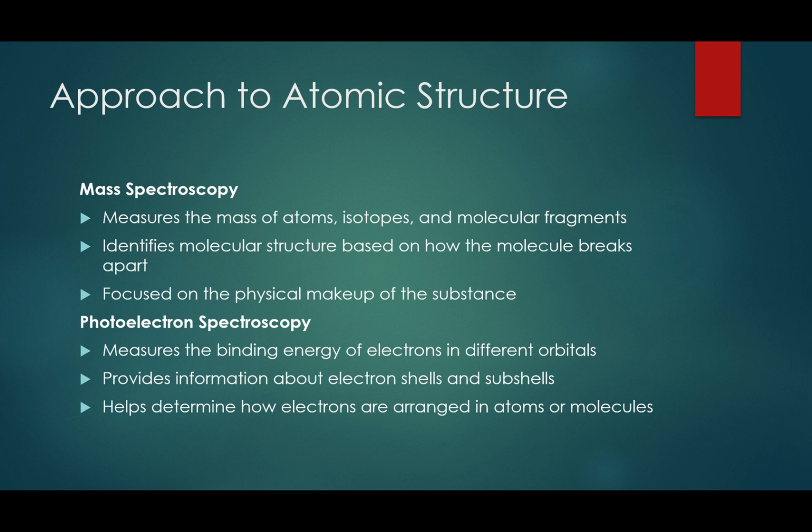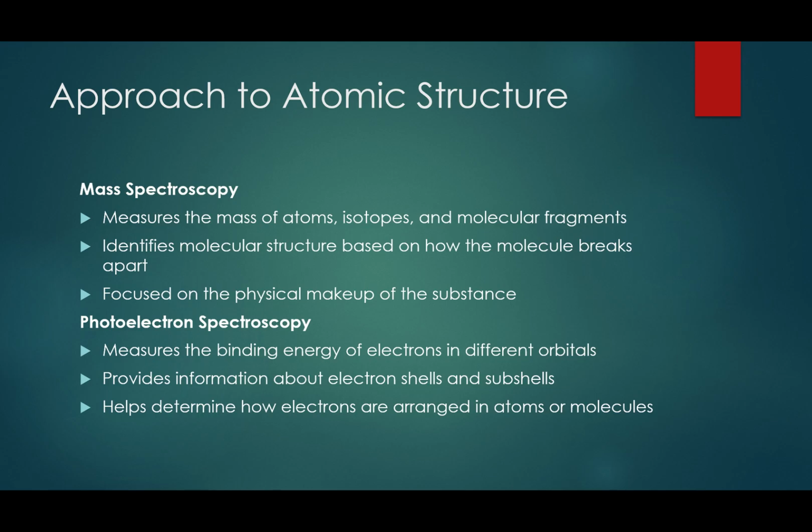Now, let's talk about how each technique helps us look at atomic structure. Mass spectroscopy is all about identifying what's in a sample. It gives us information about the atoms and molecules by breaking them apart and measuring the mass of each fragment. From that, we can figure out the molecular formula and sometimes even predict how the molecule is structured.